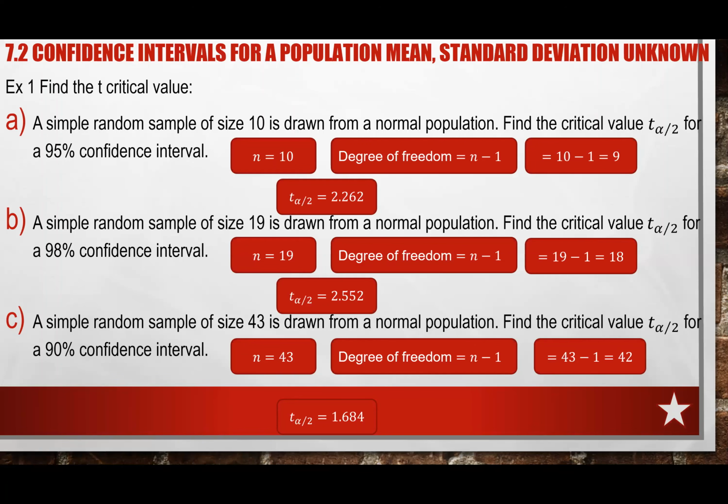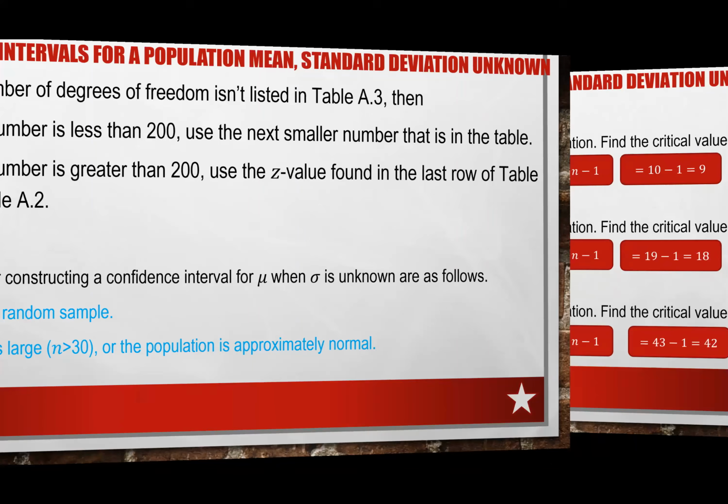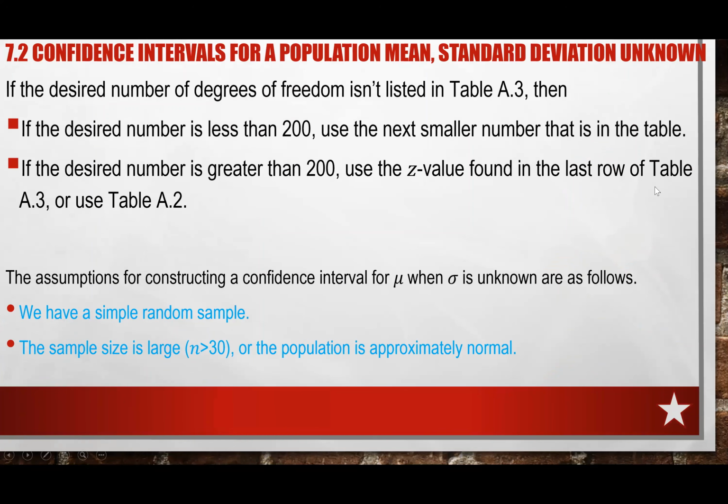And again, this is just the same thing that I mentioned to you guys: if the degree of freedom is not listed in that table, and the number is less than 200, we will use the next smaller number on that table. Okay, and if your n is bigger than 200, then you have to use the z value.